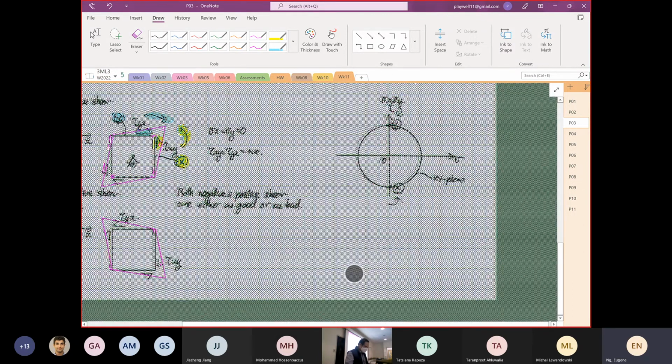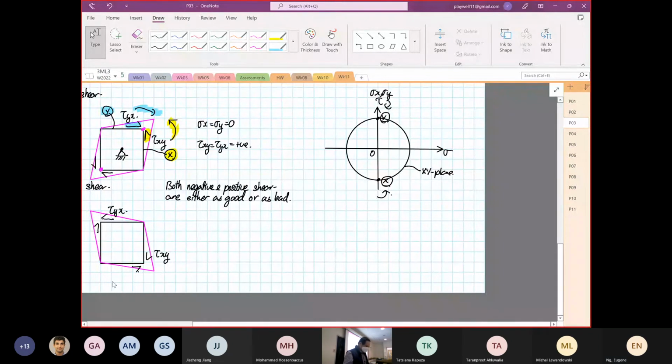Okay, so let's do this another time. No, what I'm saying is where the X and Y point is on the Mohr circle has nothing to do with positive or negative shear. The position of point X and point Y is dependent on the rotation of the element. Okay, it all depends on the rotation of the element.